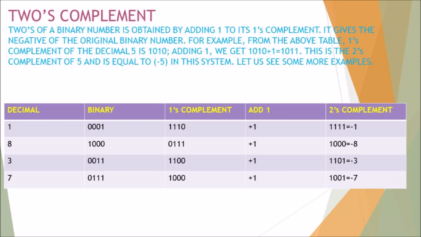We converted to binary, found the 1's complement, and added 1 to the 1's complement, and the result is the 2's complement, which gives the negative of the original decimal number, that is minus 1. Similarly, for decimal number 8, the binary is 1000 and the 1's complement is 0111. We add 1 to the rightmost bit, and the 2's complement is again 1000, which is minus 8. Likewise we have to find the 2's complement of the given decimal number.